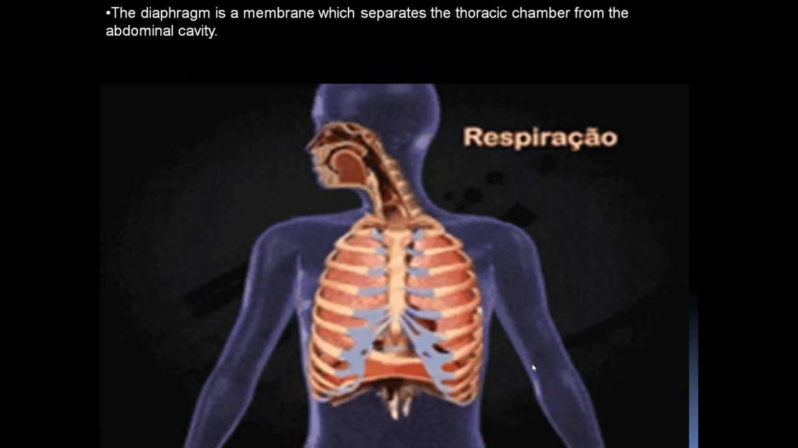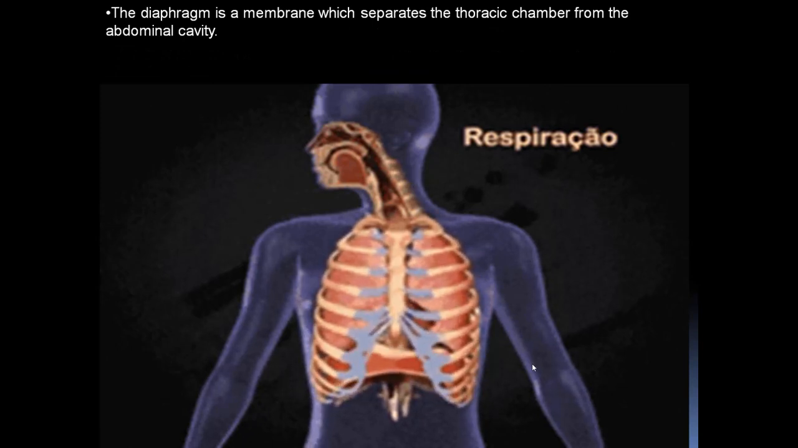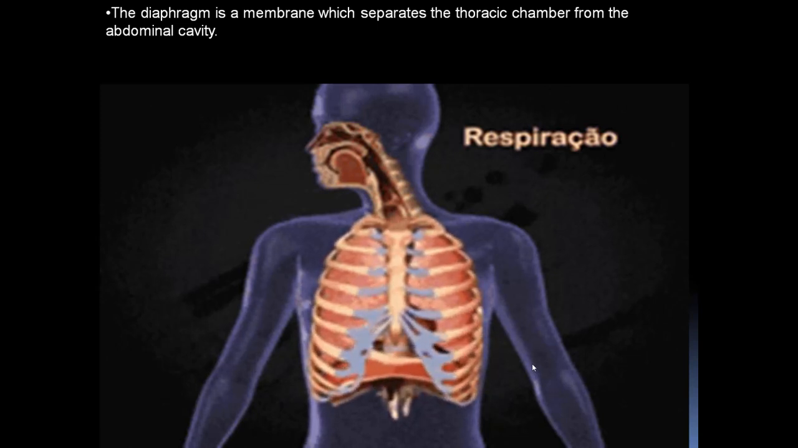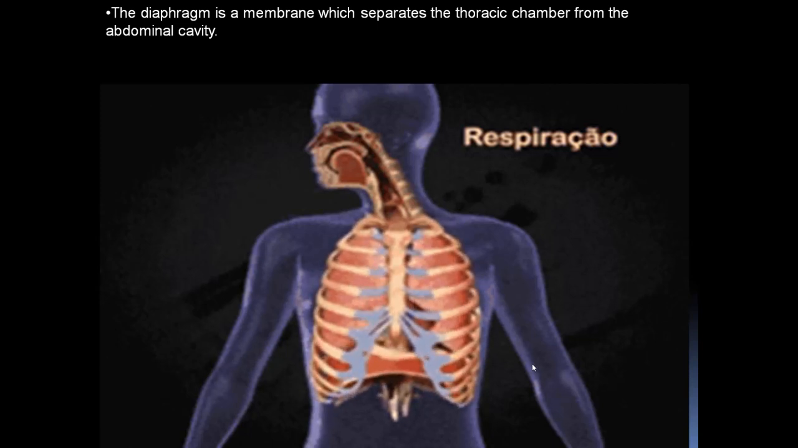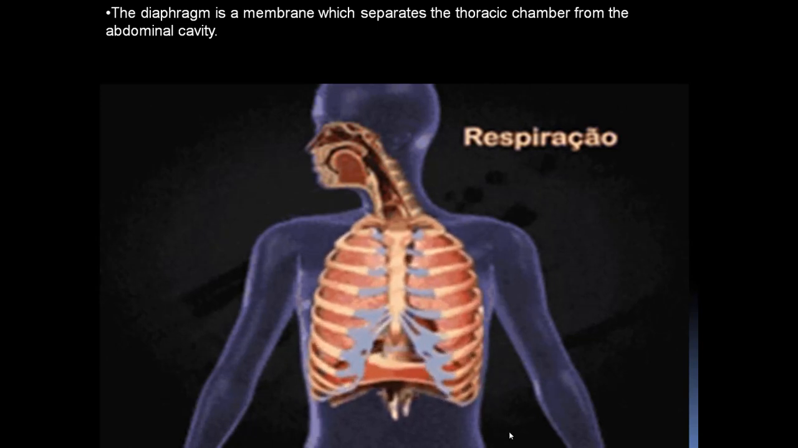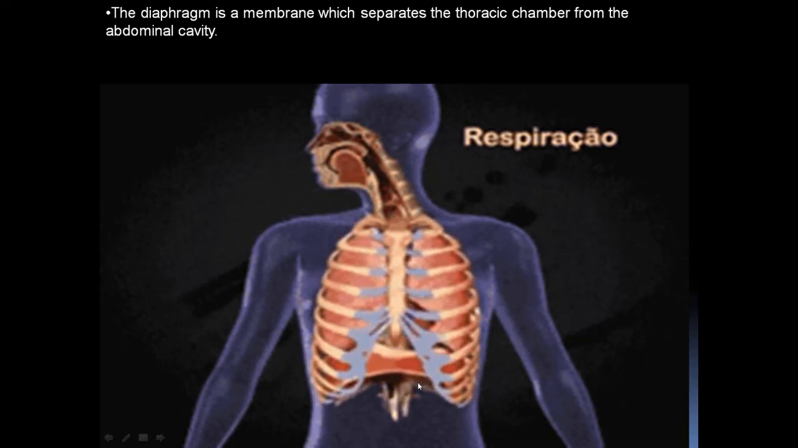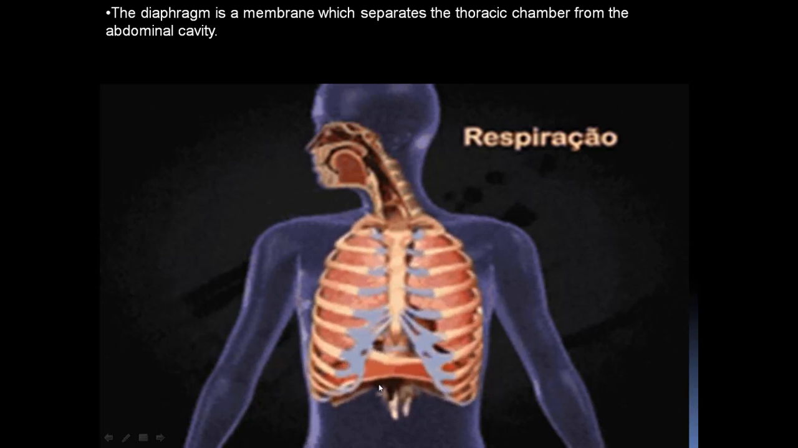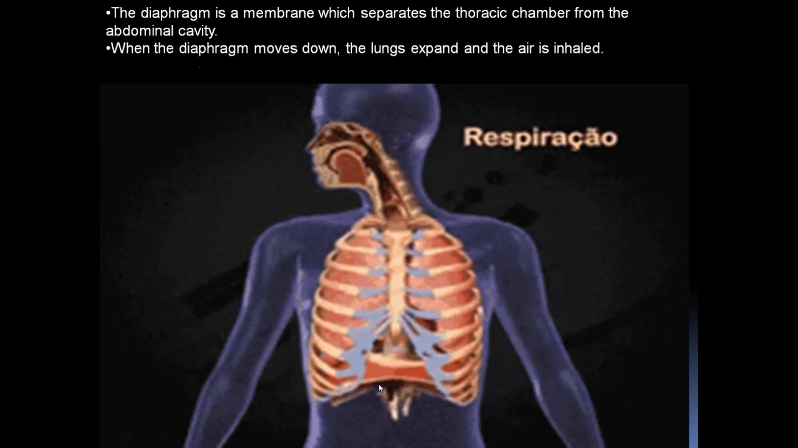The diaphragm is a membrane which separates the thoracic chamber from the abdominal chamber. The thoracic cavity and the abdominal cavity are separated by this muscular partition, which we call the diaphragm. As you can see here, this is the diaphragm. It separates the abdominal cavity and the thoracic cavity.